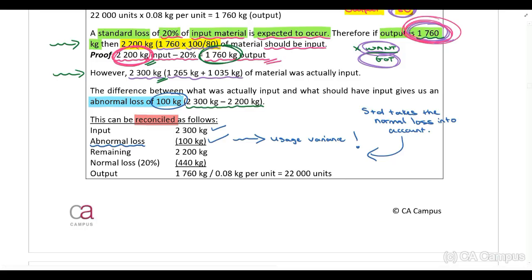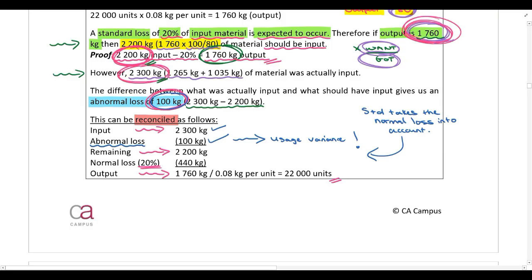So let's just finish this recon quickly. They actually input 2,300 kilograms. We calculated that above. That's what they actually input. We also calculated that there's an abnormal loss of 100 kilograms because they input more than what they should have input. So 2,200 kilograms is remaining. We know that there's a normal loss of 20%. So if you deduct the normal loss of 20%, that leaves you with output of 1,760 kilograms. You can just see how everything's tying into all of our previous calculations. And we know if we want to calculate the number of units, we just need to divide by the number of kilograms per unit, and we get the number of units.